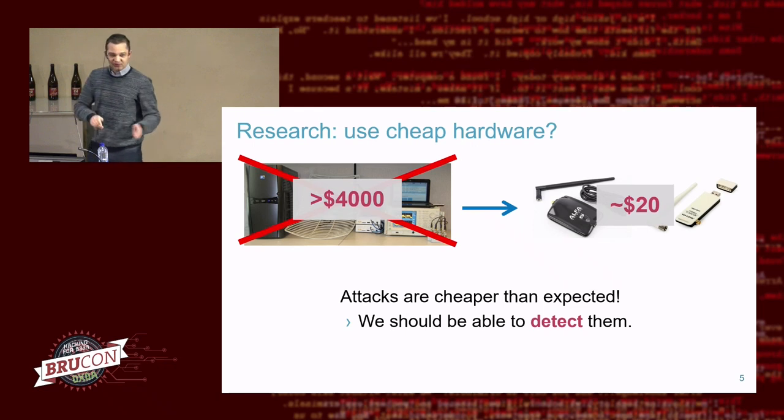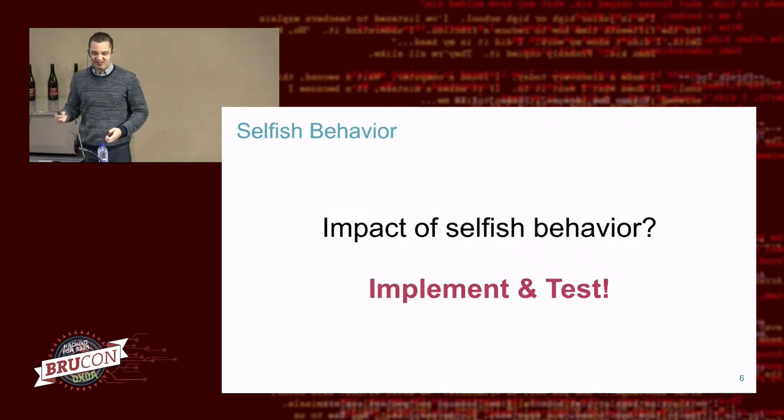So that covers most of the background. The first thing that we're going to discuss now is how we can implement this selfish behavior using our cheap Wi-Fi devices. And the idea here is we're not going to test this analytically. We're just going to implement this, run the experiment, and then see what works and doesn't work.